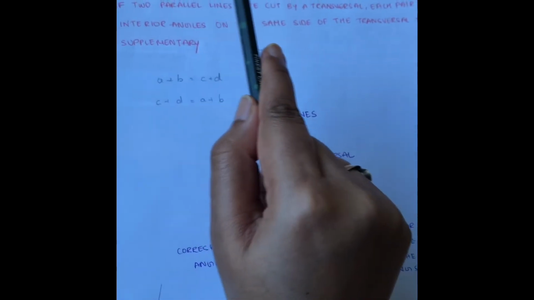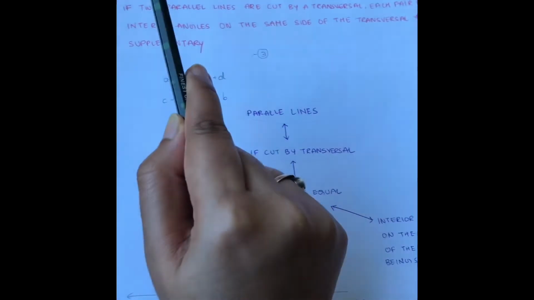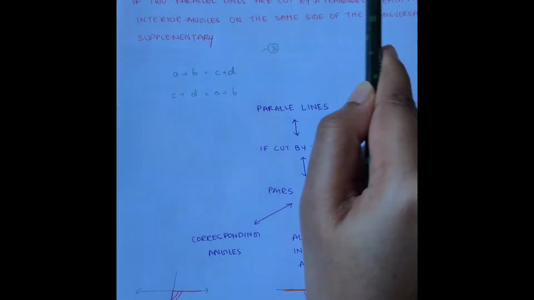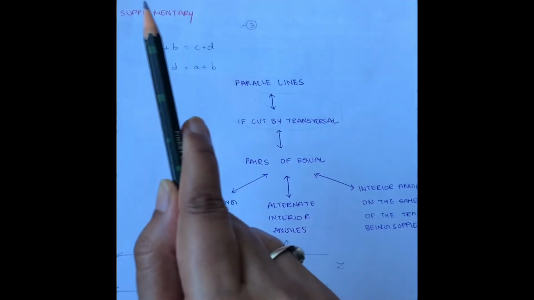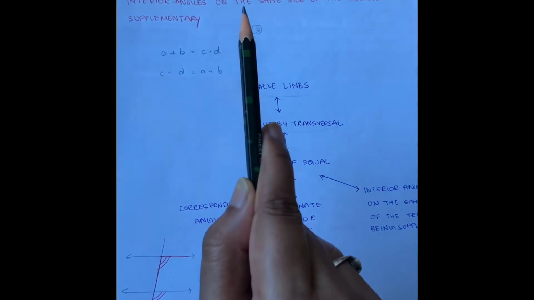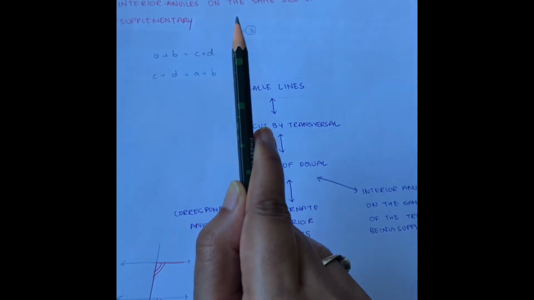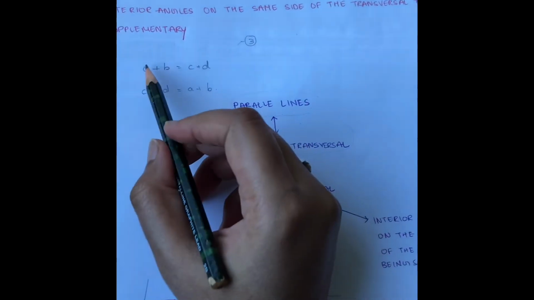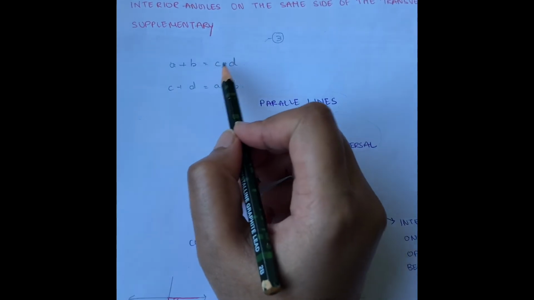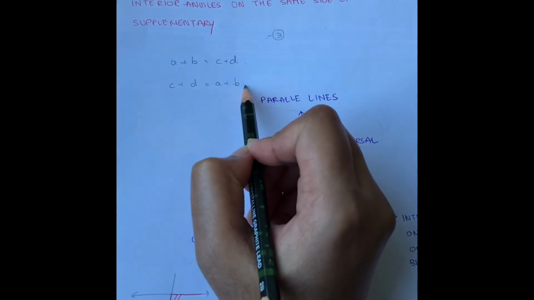So in other words, if two parallel lines are cut by a transversal, each pair of alternate interior angles are equal. Also, if two parallel lines are cut by a transversal, each pair of interior angles on the same side of the transversal are supplementary. Let's move ahead. If A plus B is equal to C plus D, we can say that C plus D is equal to A plus B.